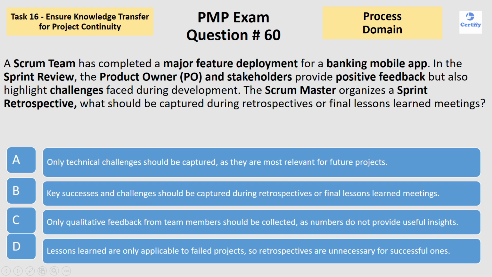A Scrum team has completed a major feature development for a banking app. In the sprint review, the product owner and stakeholders provide positive feedback but also highlight challenges faced during development. The Scrum Master organizes a sprint retrospective. What should be captured during retrospectives or final lessons learned meetings?